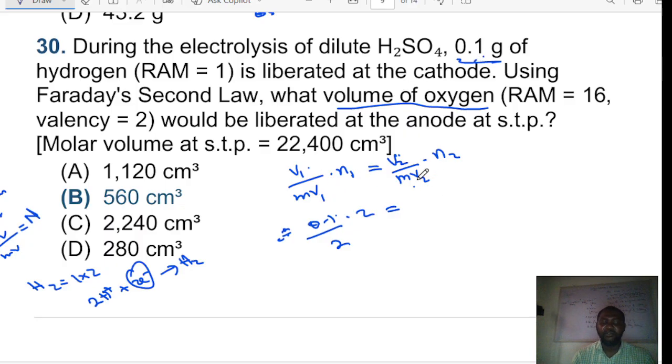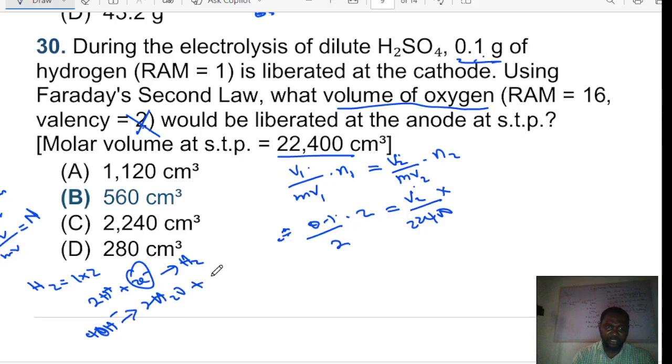So for oxygen, we are looking for the volume. Molar volume of a gas at STP is 22,400 cm3, then times the number of moles of oxygen. I know it is written 2 here, but that is not correct. Whenever oxygen is deposited during electrolysis, this is the equation: O2, then 4 electrons. So the number of electrons is 4.